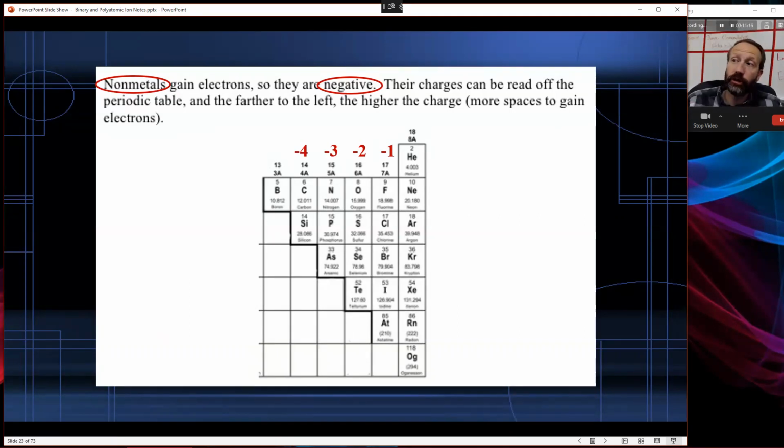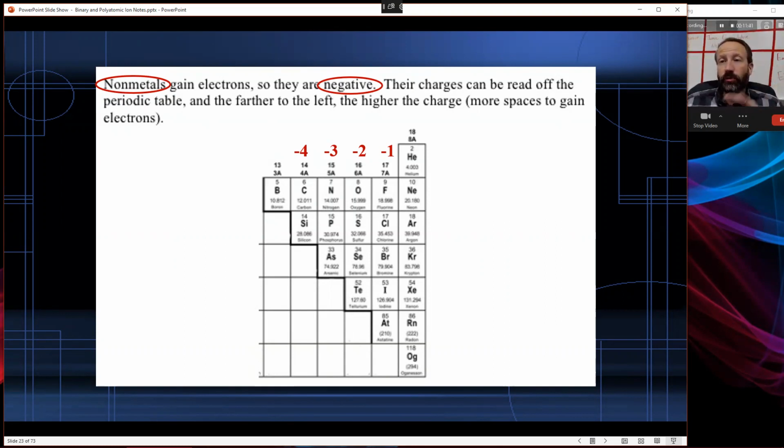And again, notice I'm only showing the non-metals. What about boron? Boron's really not even going to do a negative thing. It's not even going to do a positive thing half the time. It does a covalent thing. We're not going to deal with it yet. That's later. What about the noble gases? If you wanted to put a number there, they'd be 0. They don't bond, they don't gain or lose electrons, so they're 0 charge.